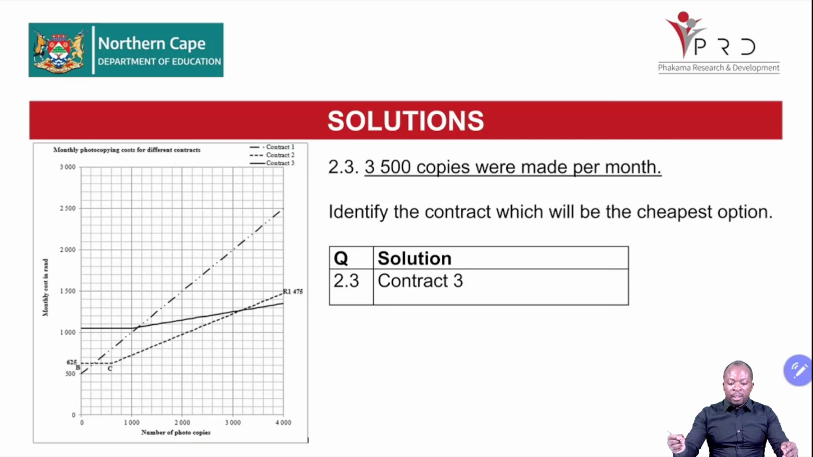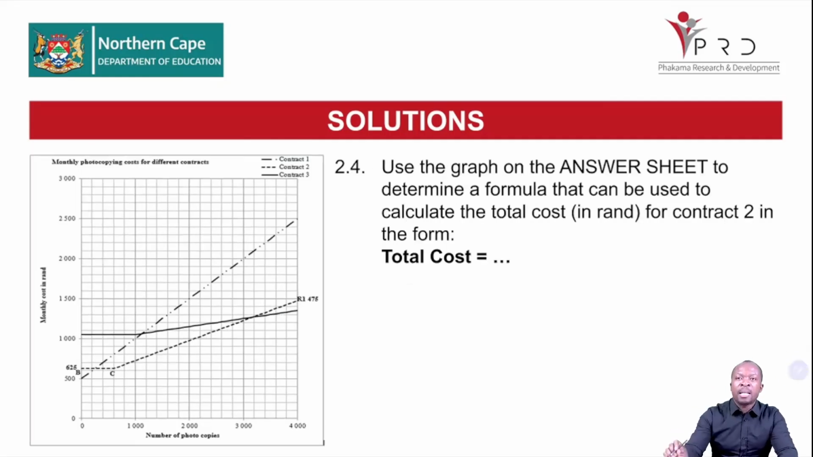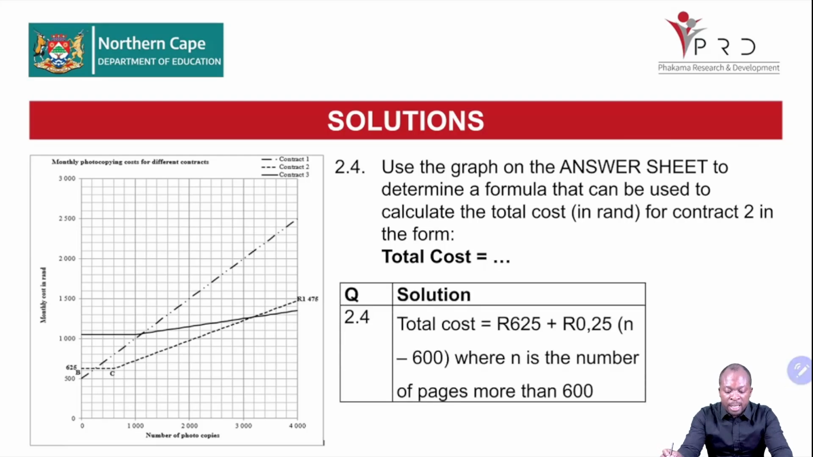Then we're having the point where it's going to be the cheapest. Like I said, you look from the value which was given up until the first line that you touch, then that becomes the cheapest one. Don't ever forget that. Now we are supposed to determine a formula that can be used to calculate the total cost for contract 2 in the form given. So for you to do that, first you must look for the fixed cost. The fixed cost are those values that are on your left in terms of the monthly cost. So here we have 625. Then 25 cents is how much they charge per copy.